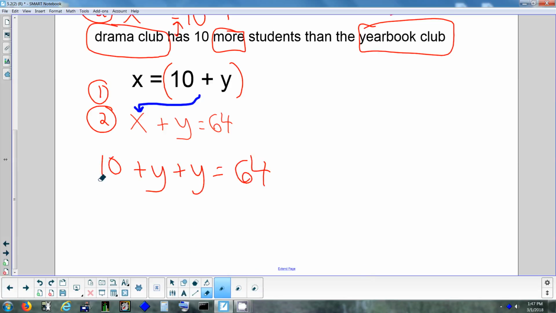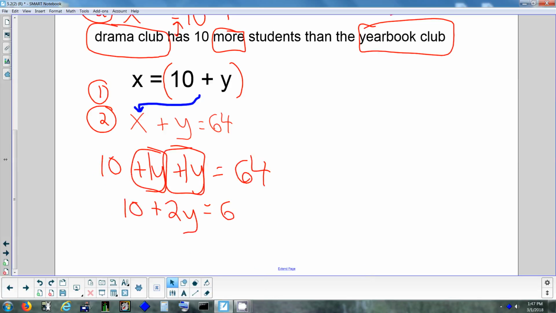So I did that. What do I look for next? Sophia, what can I do? Like terms, which are y and y plus y. When I do it, what do I get? 2y. I'm going to bring the 10 down. 10 plus 2y, because this one's attached, equals 64.